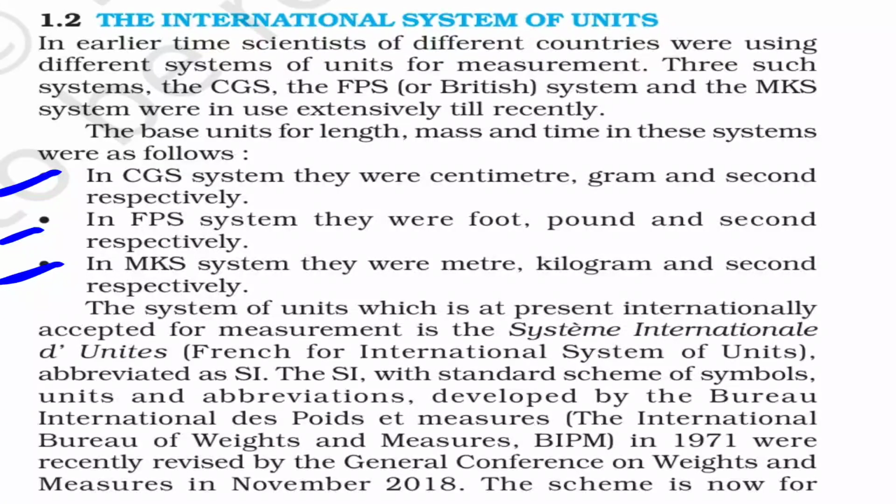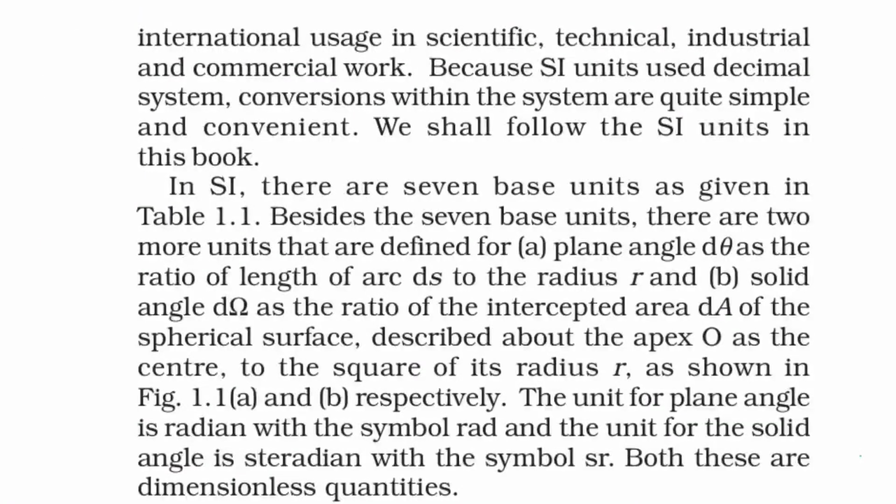The system of units which is at present internationally accepted for measurement is the Système International d'Unités, abbreviated as SI. The SI, with standard scheme of symbols, units and abbreviations developed by the Bureau International des Poids et Mesures in 1971, was recently revised by the General Conference on Weights and Measures in November 2018. The scheme is now for international usage in scientific, technical, industrial and commercial work. Because SI units use decimal system, conversions within the system are quite simple and convenient. We shall follow the SI units in this book.